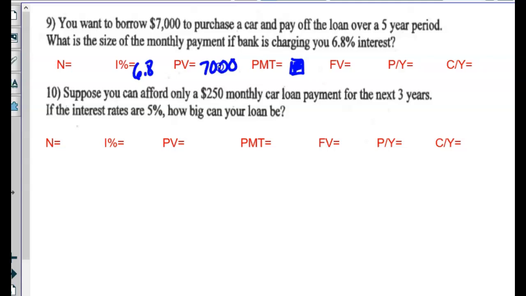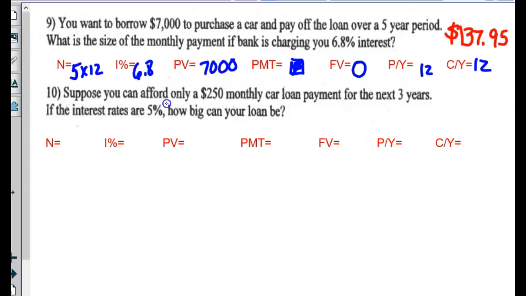What's the future value at the end of the loan, guys? 0. We need to make sure we've paid off our loan in 5 years. So 5 times 12. All right, so our N is 60, our I is 6.8, which I can't type. Present value is $7,000, but we want to pay it down to 0. So what size payment do we want? Anybody? Okay. Everybody getting that?